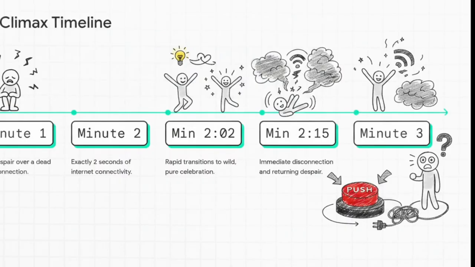Let's trace the emotional whiplash of this climax. Minute 1, total soul-crushing despair. Minute 2, a tiny glimmer of hope. The Wi-Fi works for exactly 2 seconds. This triggers wild, over-the-top celebration. But then, at 2:15, immediate disconnection. The despair rushes back tenfold.